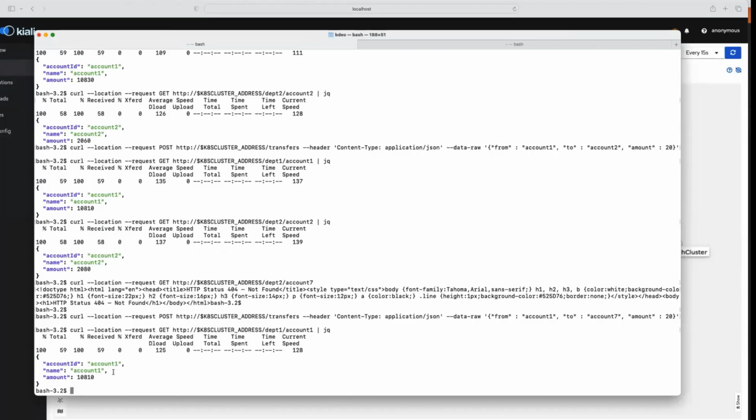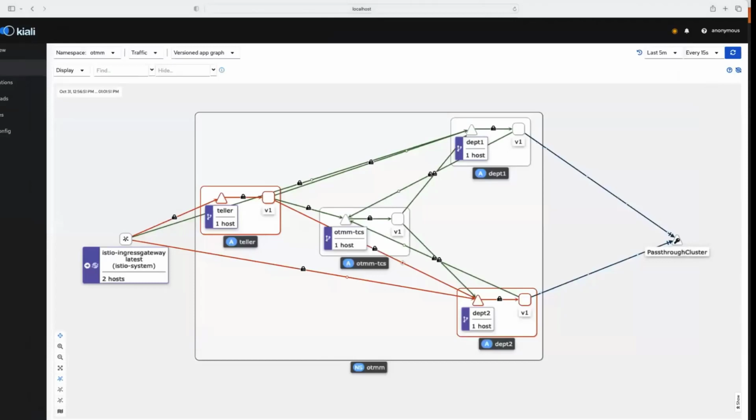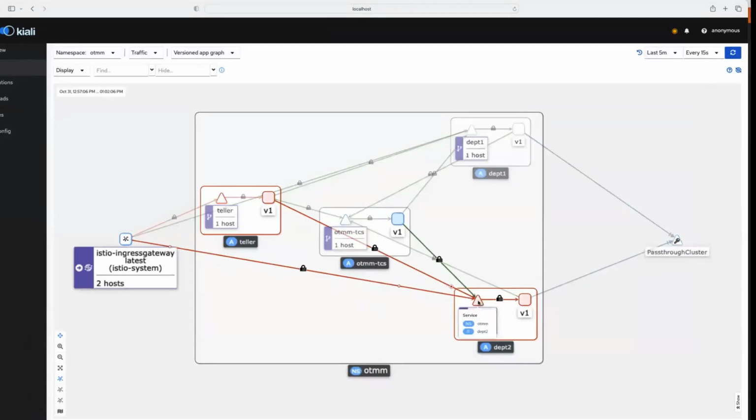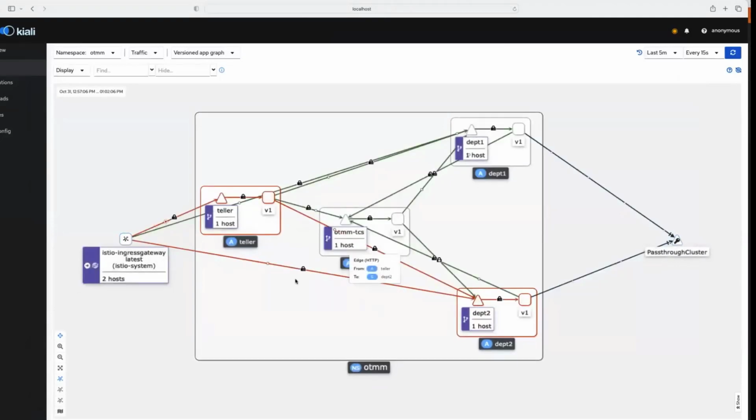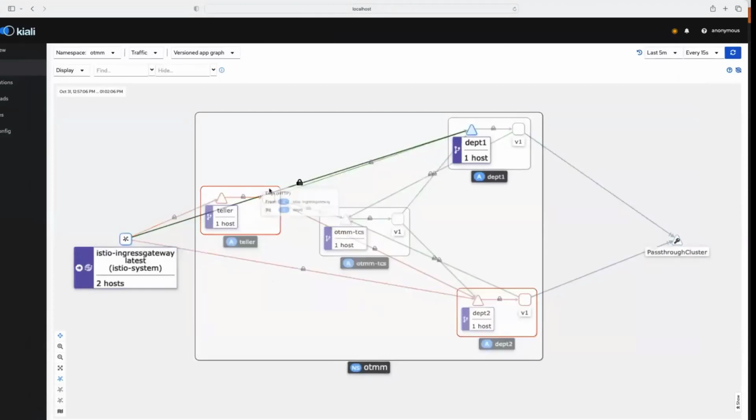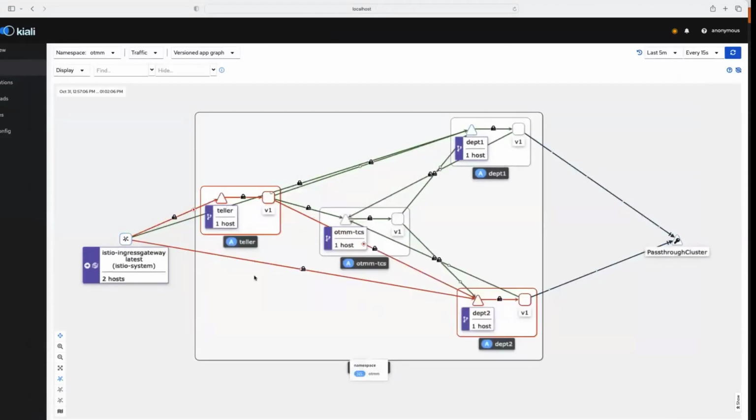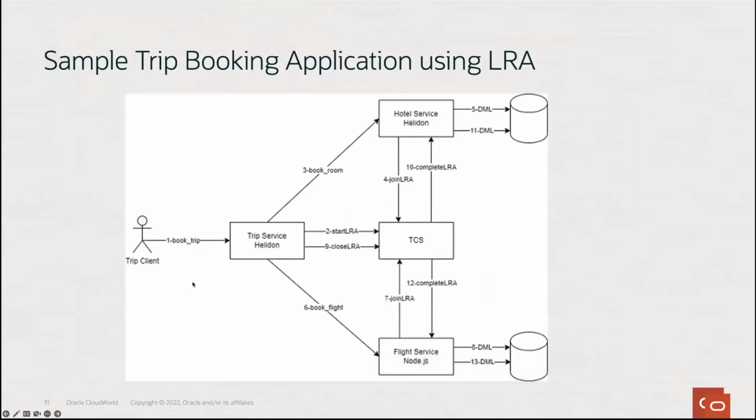So this can be seen in the KRE dashboard as well. Let's have a look. So now you see here that the deposit into department 2 failed, which is indicated in red here, and that actually rolled back the whole transaction. So that was about the XA sample application.